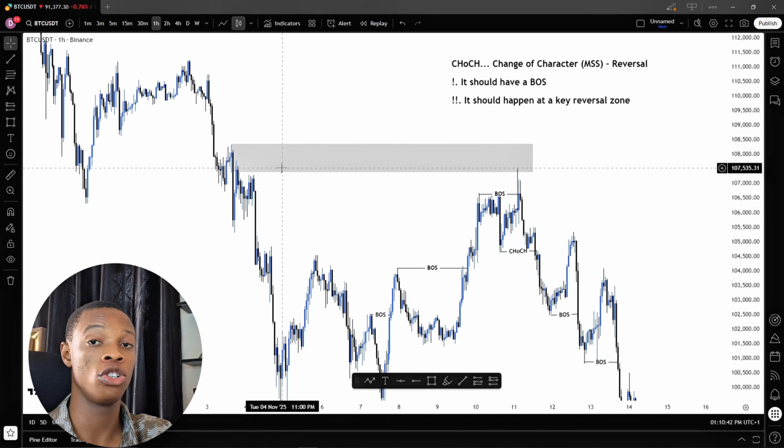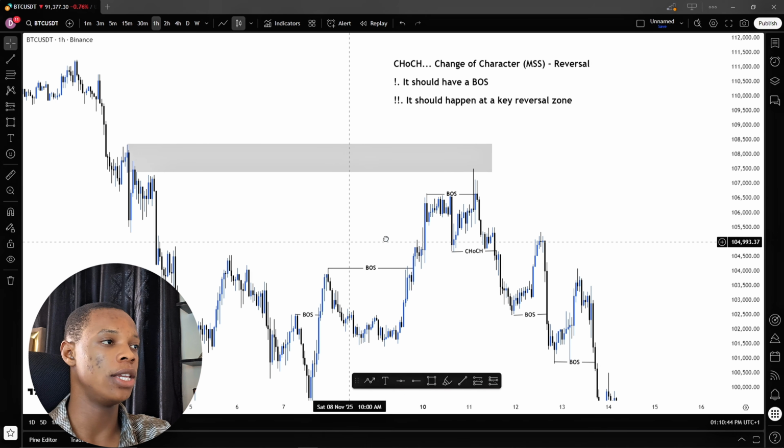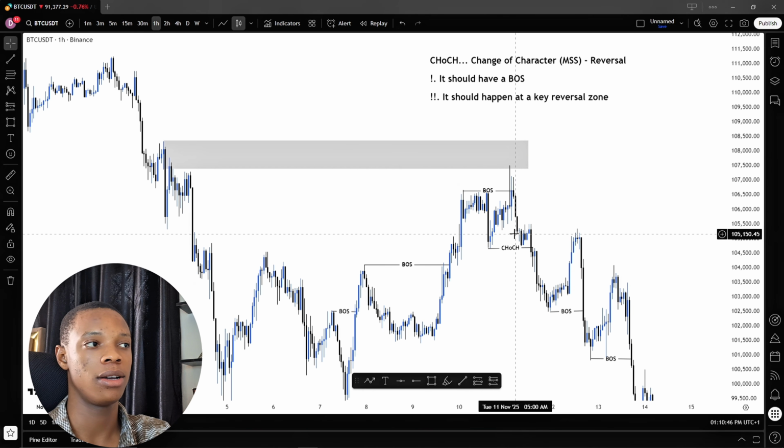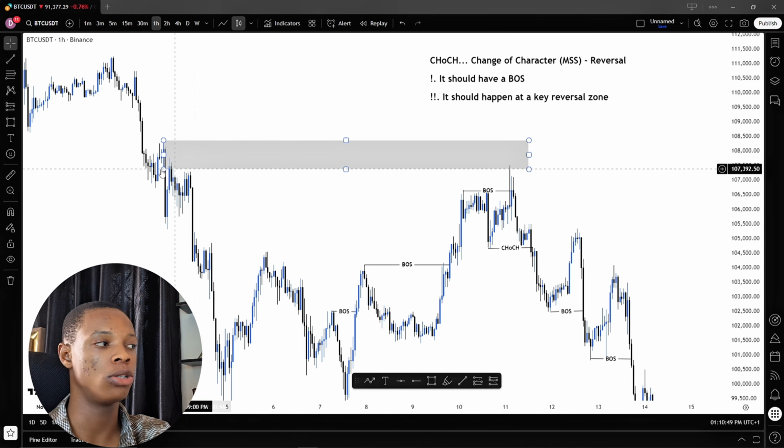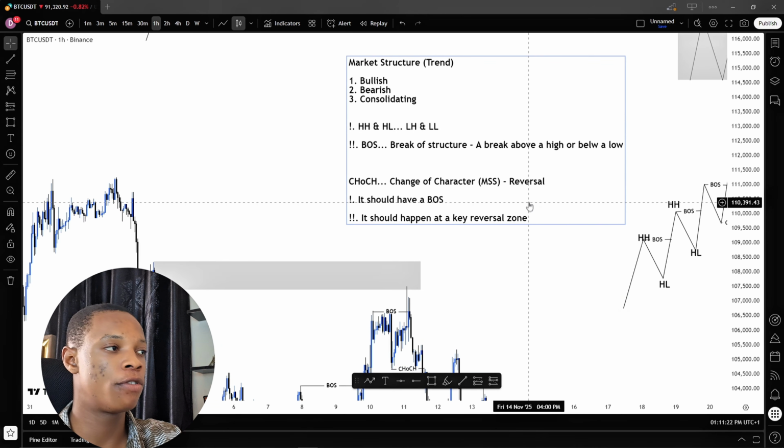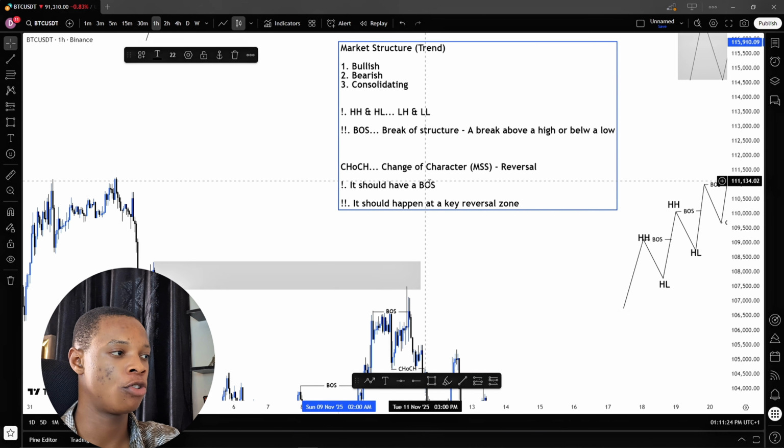And see, this is a river. I'm going to show you examples of that. Now, on getting here, what happened? That was where it gave the change of character because it got to this reversal zone, this sell zone. Now, the very first, like I said, you should have a break of structure.